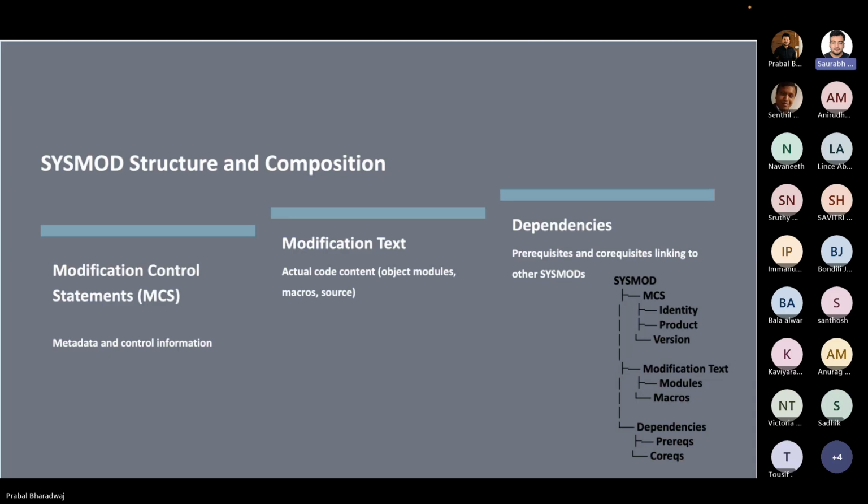If we are applying PTF B, but for PTF B, SMP says that PTF A is also needed, A must be in applied state. So SMP will check, when you are applying PTF B, whether PTF A is there in our CSI, in our product, in applied status or not. If that is not received or applied, SMP will not go ahead with the apply of B. It will fail, saying it is missing a prereq and that this PTF is required.